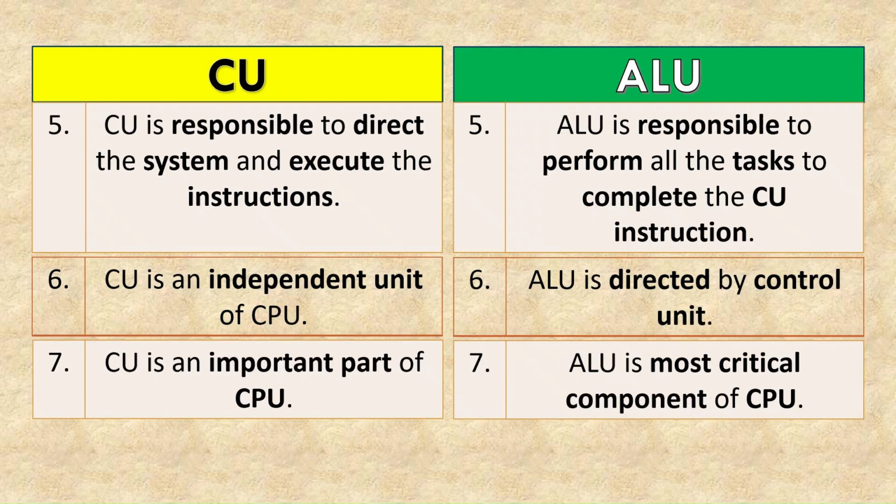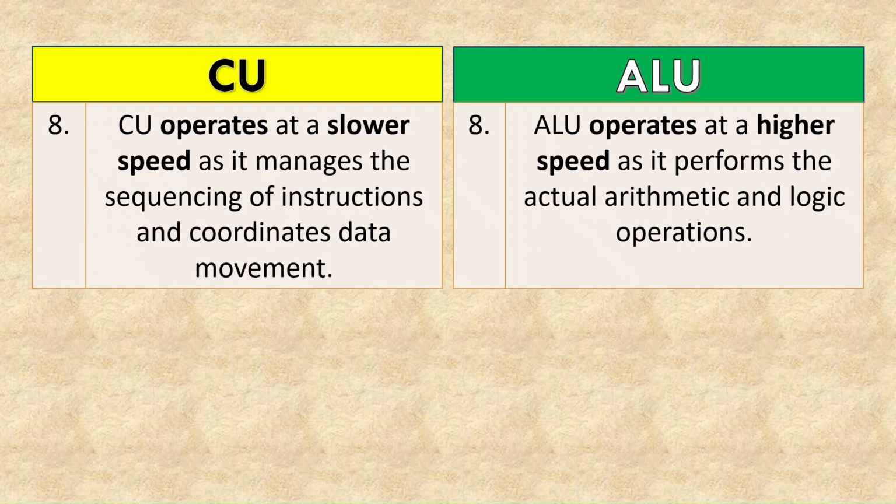CU is an important part of CPU. ALU is the most critical component of CPU. CU operates at a slower speed as it manages the sequencing of instructions and coordinates data movement. ALU operates at a higher speed as it performs the actual arithmetic and logic operations.